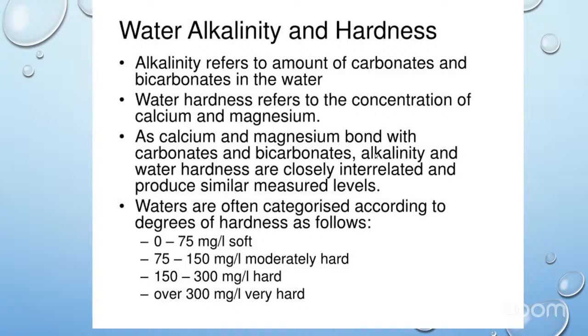Waters are often categorized according to degrees of hardness as follows. So if it is 0 to 75 mg per liter, it is considered as soft water. 75 to 150, moderately hard. 150 to 300 mg per liter, it is hard. And above 300 mg per liter, the water is considered as very hard water.